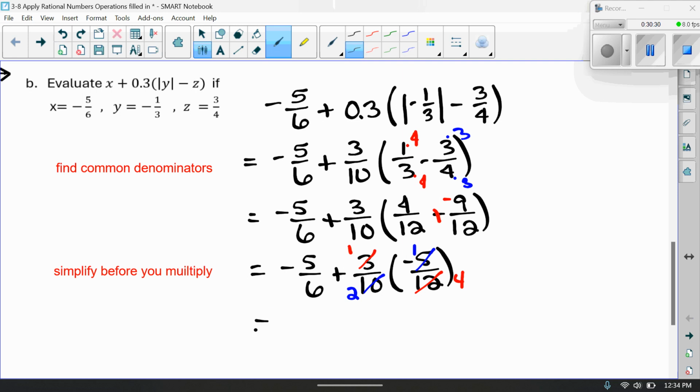So here, rewrite again. So we have -5/6 plus, and when we multiply straight across, this is going to be plus a negative. This is going to be 1 times 1 is 1 over 2 times 4 is 8.